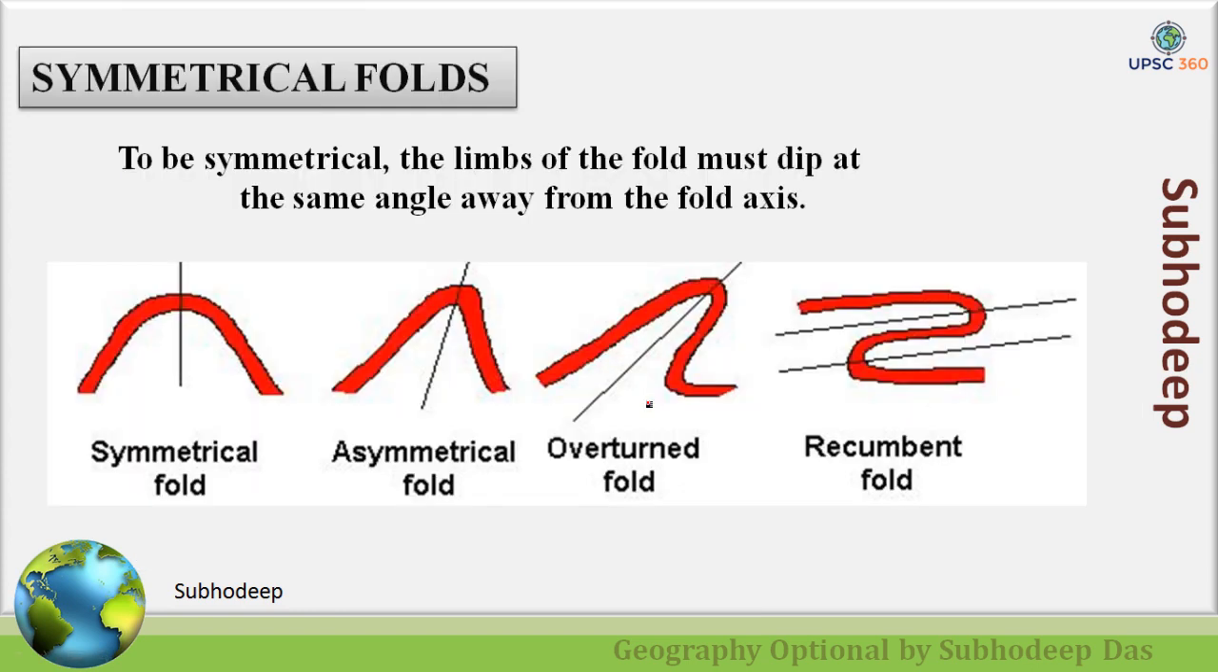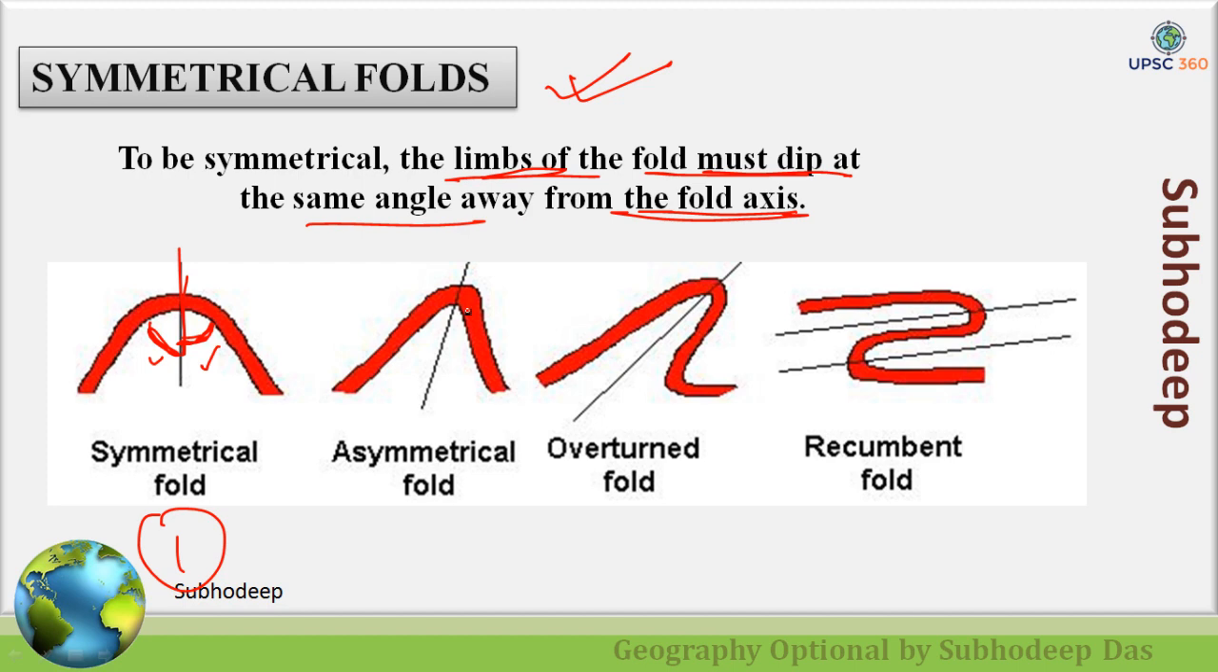We are discussing. See, the first one is symmetrical fold, in which, see, this is symmetrical. So what happens in this fold is that the limbs of the fold dip at the same angle away from the fold axis. See, this is the fold axis and these are the limbs, right? So the angle of the first limb and the angle of the second limb are quite symmetric, right? So that's why it is called symmetrical fold, right?